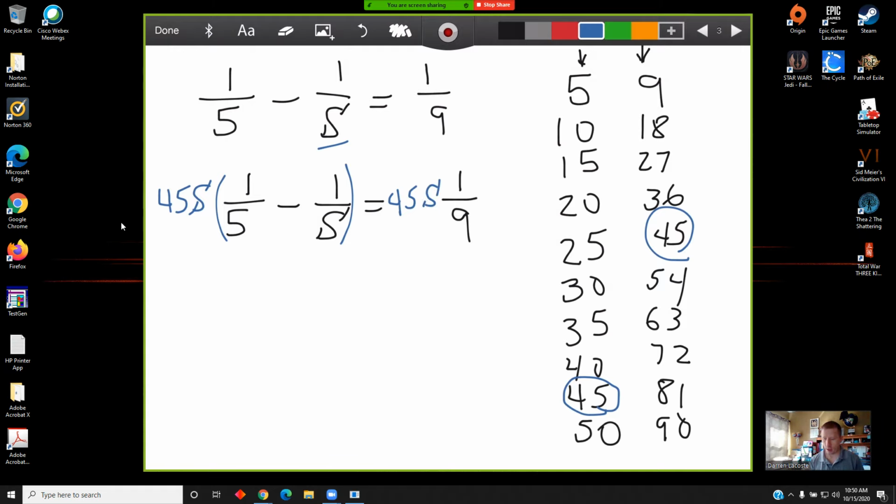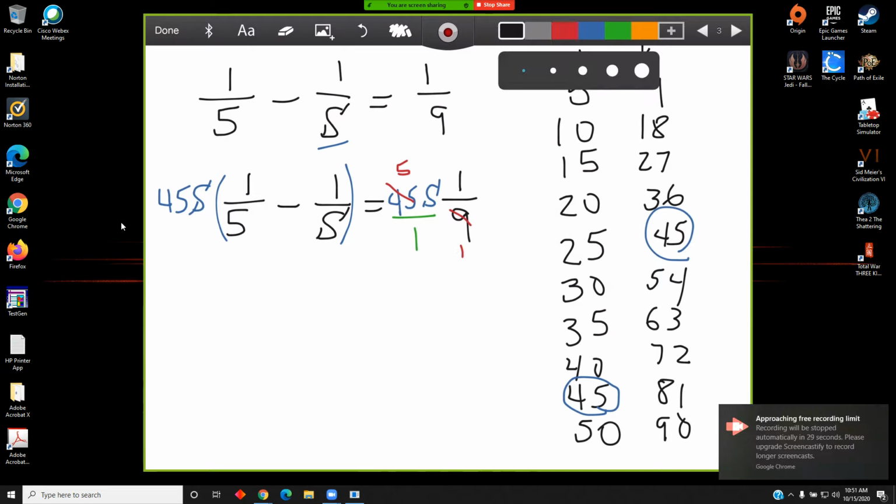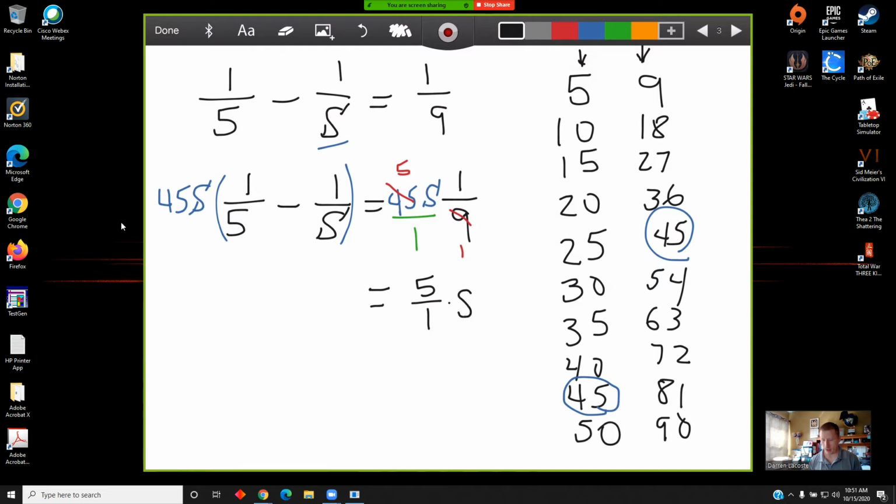Okay, on the right, I'm going to multiply, and I'm going to remember that 45s is the same as 45s over 1. So the 45 is in the top, the 9 is in the bottom, and 45 divided by 9 is 5. So I can replace 45 divided by 9 with 5 over 1. Therefore, on the right side, I have 5 over 1 times the s, which is 5s. And on the left side, we have to use the distributive property, which we will do in the next part of this video.